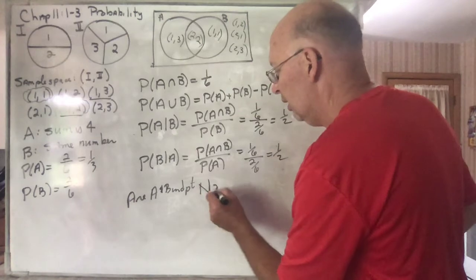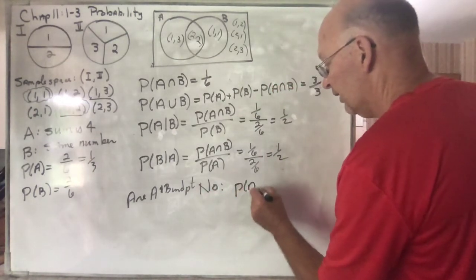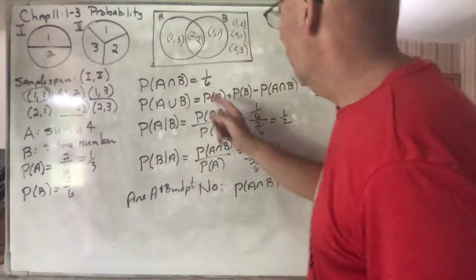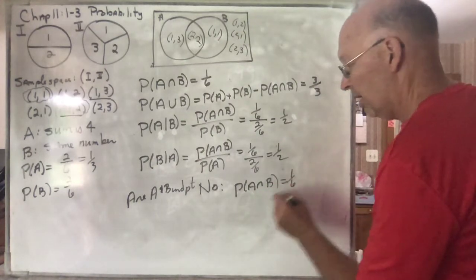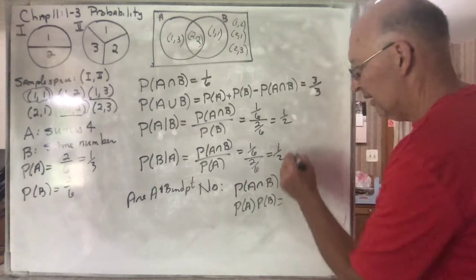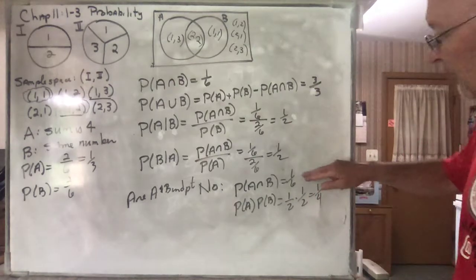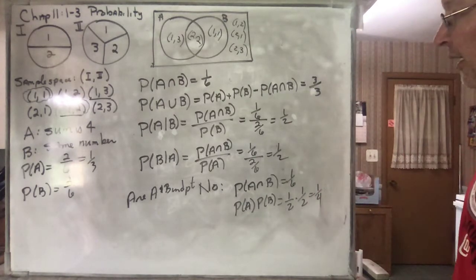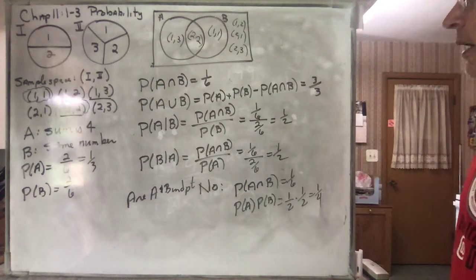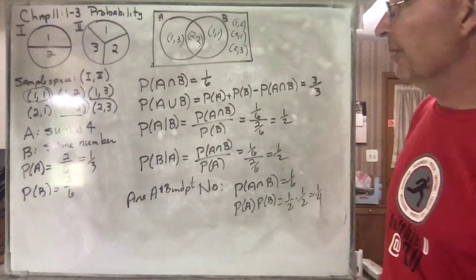The answer is no. The other way to check it is just to check to see that the probability of A intersect B is 1/6, and the probability of A times the probability of B is equal to 1/2 times 1/2, which is 1/4. And since those two things are not the same, that means that they are not independent. Okay? They are dependent, if you want to use that word. Knowing one tells you something about the other.